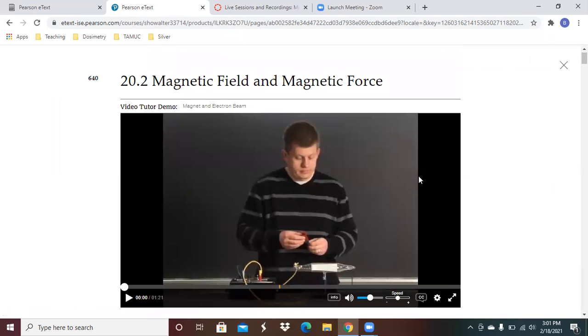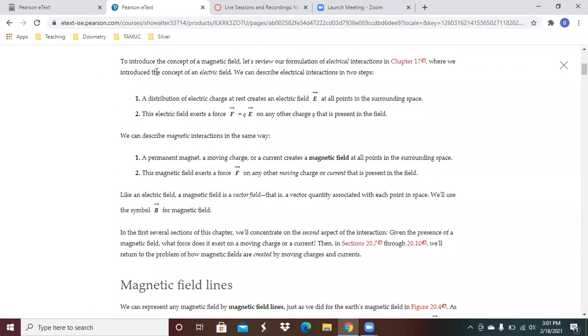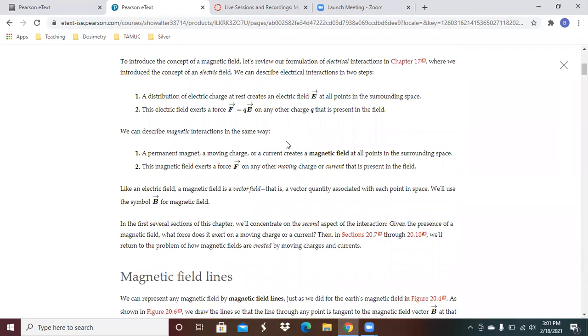So let's take a look here at section 2. To introduce the concept of a magnetic field, we're going to review the formulation of electrical interactions, chapter 17, which you can go and do, where we introduced the concept of an electric field. And we described electrical interactions in 2 steps. Distribution of electric charge at rest creates an electric field at all points in the surrounding space.